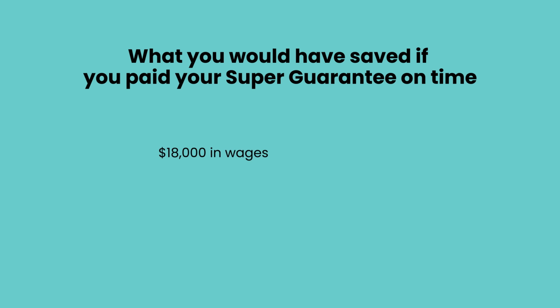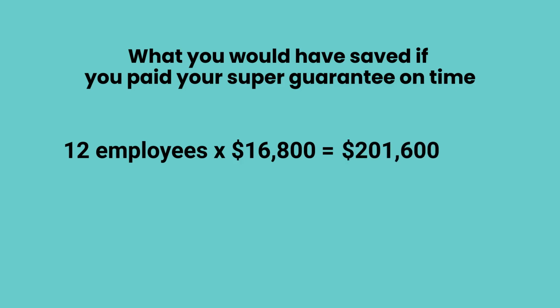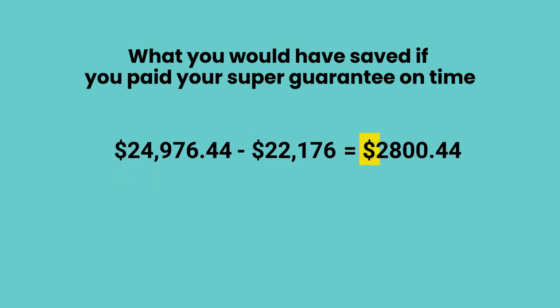During quarter 2, each of your employees earned $18,000 in salary and wages. For each employee, $1,200 of their total salary or wages is paid for overtime. As overtime doesn't form part of ordinary time earnings, each employee's ordinary time earnings for the quarter are $16,800. So the total ordinary time earnings for your 12 employees is $201,600. If you multiply that by the super guarantee rate for the quarter, which was 11%, you'd get $22,176. So, the super guarantee charge adds an extra $2,800 and you won't be able to claim a tax deduction.